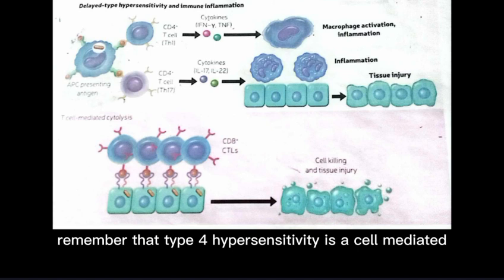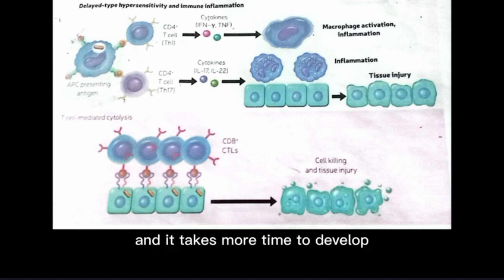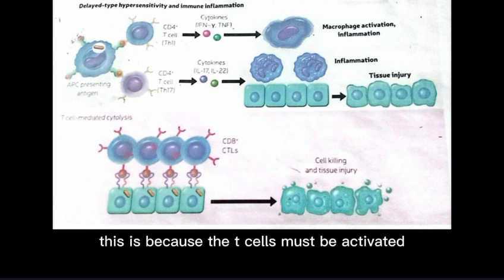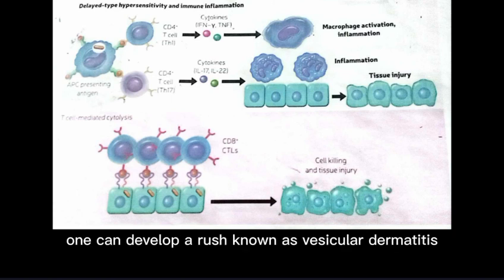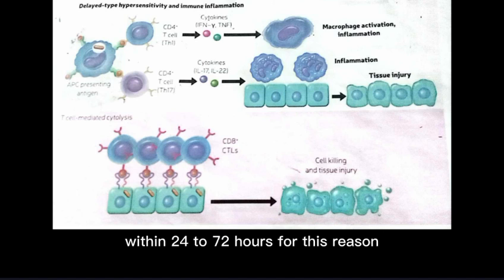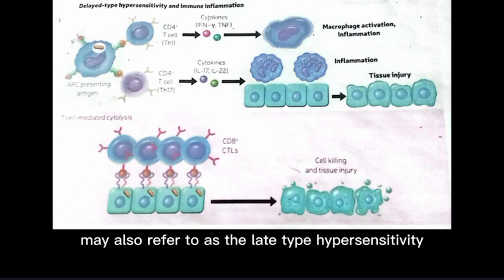macrophages. Remember that type 4 hypersensitivity is cell-mediated and it takes more time to develop than other hypersensitivity types. This is because the T cells must be activated and recruited to cause the response, as is known to occur after coming in contact with poison ivy. One can develop a rash known as vesicular dermatitis within 24 to 72 hours. For this reason, type 4 hypersensitivity may also be referred to as delayed type hypersensitivity.